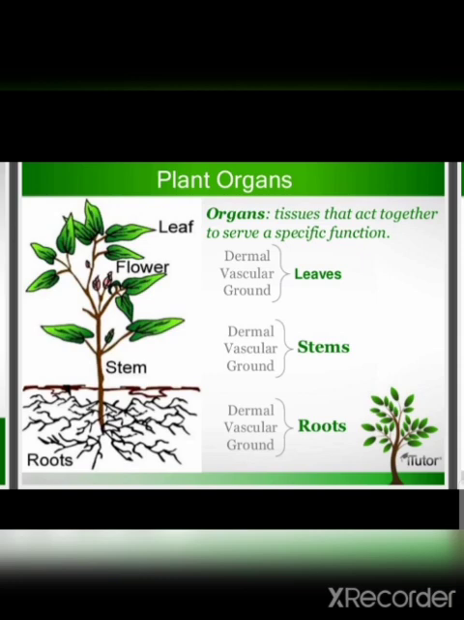The stem usually grows upward toward the light, and it carries water and mineral salts to the leaves and food around the plant. Here on the screen you can see the stem as well. Then there are the leaves.